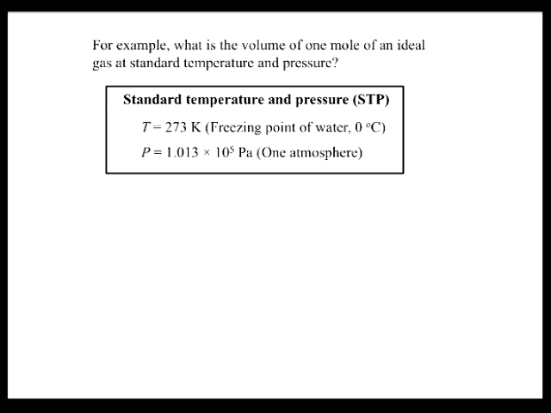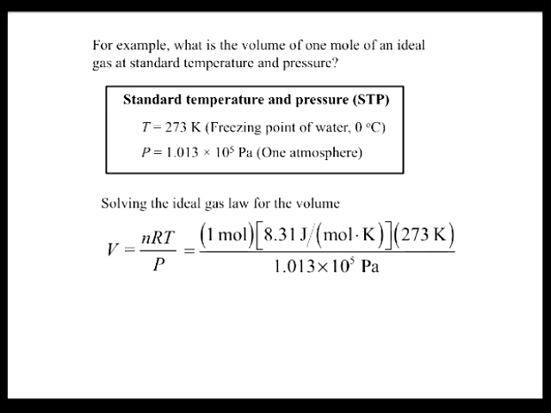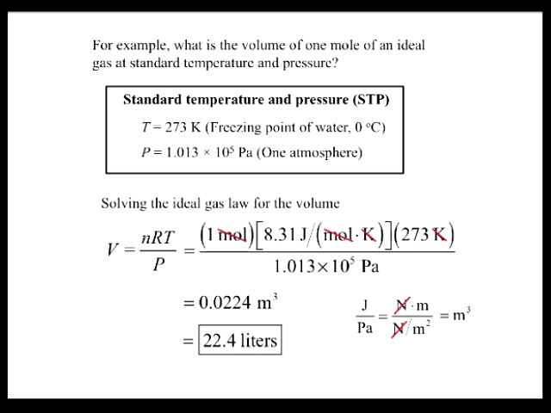In our case, when we solve the ideal gas law for the volume and substitute the STP conditions, we have V equals nRT divided by P, which is equal to 1 mole times 8.31 joules per mole times Kelvin times 273 Kelvin divided by 1.013 times 10 to the 5th Pascal. The mole and Kelvin units cancel, and we are left with 0.022 joules per Pascal, which reduces to meters cubed, which is a volume, as it should be. Converting, we find that 1 mole of any ideal gas at standard temperature and pressure occupies a volume of 22.4 liters.